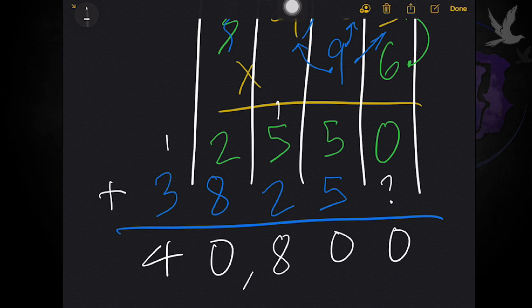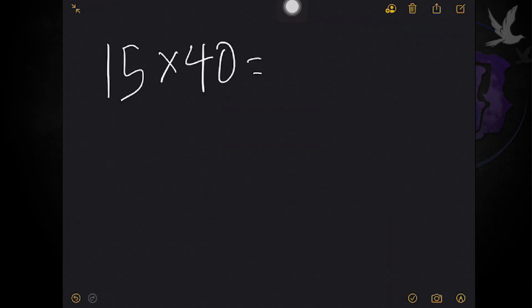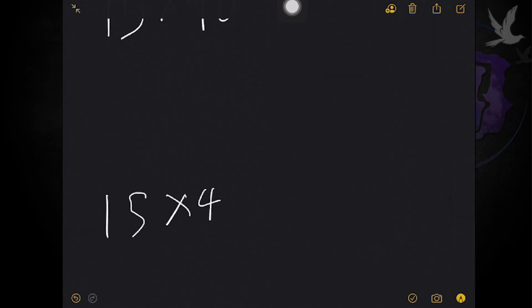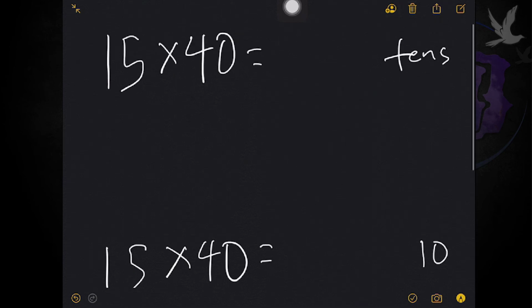So for one of the pages for your activity, we are going to do it now. I'll give you one example, okay? So there are actually two there. One expressing as tens, like literally tens, and the other one expressing as the actual 10. So let's say 15 times 40, expressing it as the real 10, the value. Okay, dito naman place value.